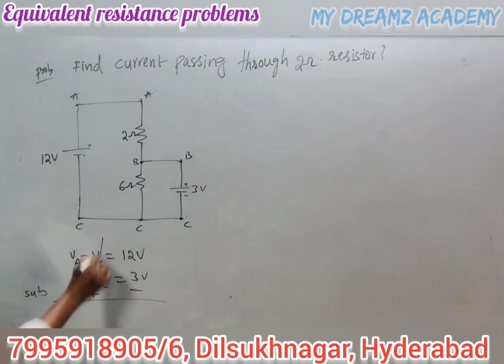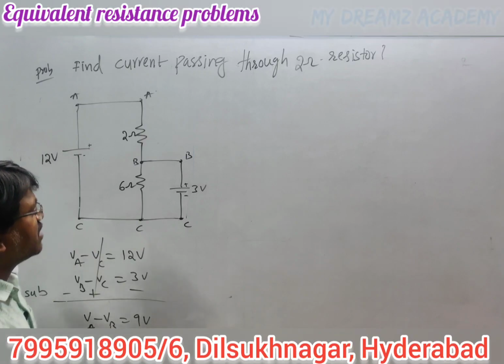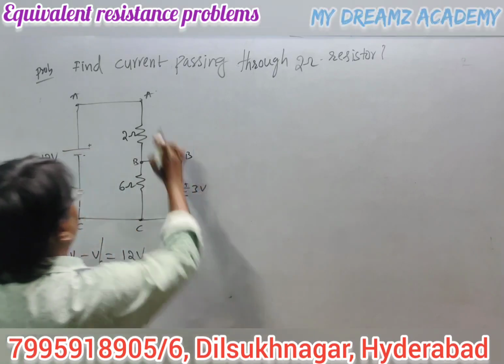Now by subtracting these two equations, changing the sign, VC minus VC gets cancelled here. VA minus VB, how much will we get? 12 minus 3 is 9 volts. So the VA minus VB value is 9 volts.